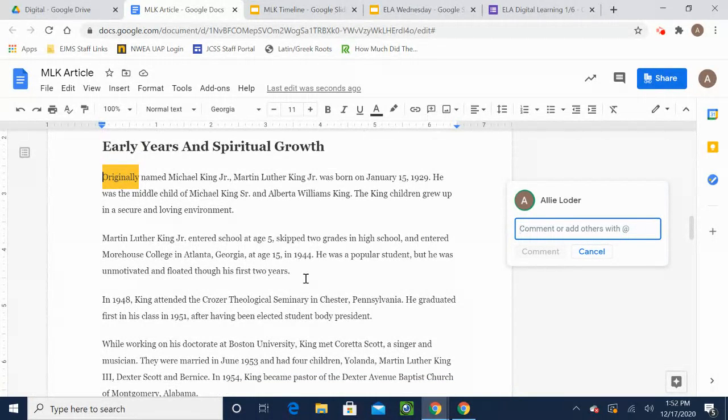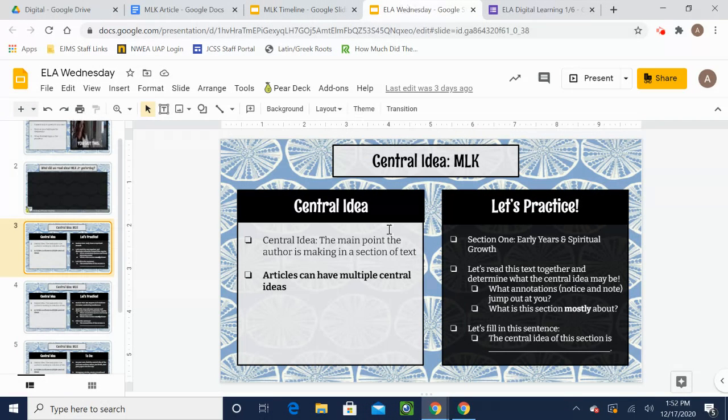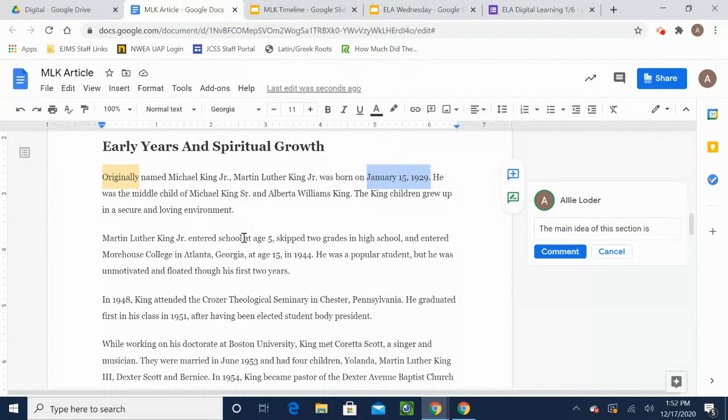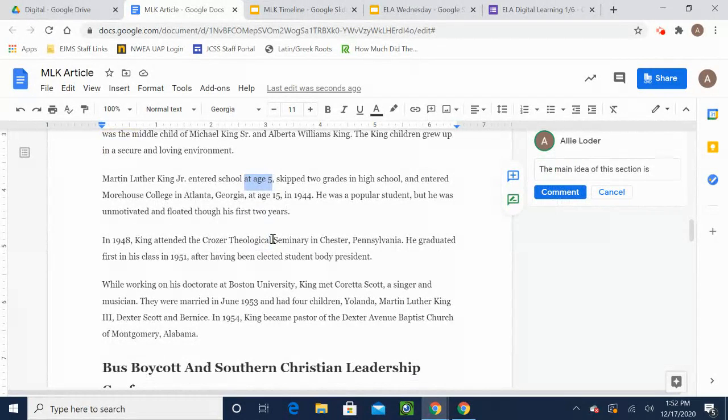My job now is to figure out what the central idea is. I need the main point of this one section. My job is to fill in the sentence stem, which is: the main idea of this section is. So I'm looking to fill in the rest of this. Back on my slides, it tells me to think about what annotations, and since I didn't finish mine with you yesterday, I'm going to ask myself what details really jump out at me. Well, I'm seeing a lot of dates and a lot of ages, and that makes me think that this is really walking through him growing up.